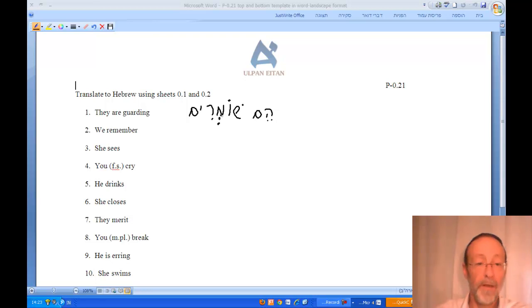It's not simply they guard. It's not simply they are guarding. It's either or both of them. However you want to translate it into English, that's most convenient for you.